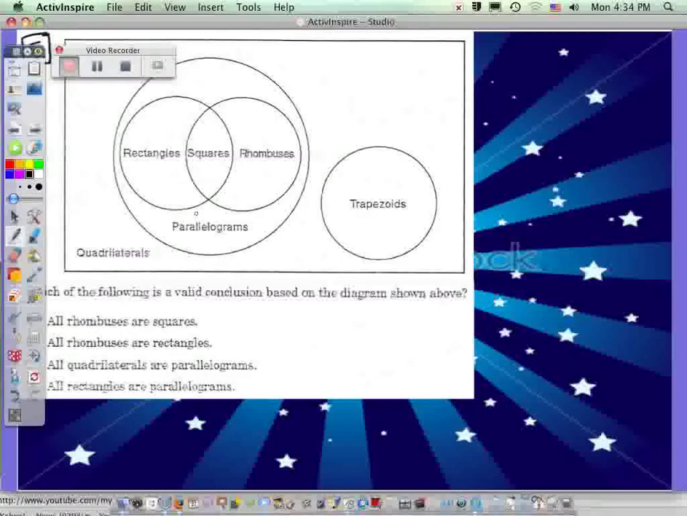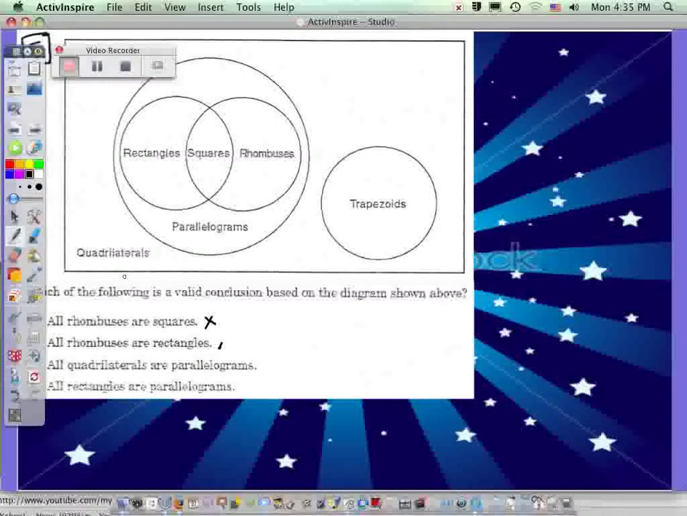All right, here you have to understand how to read Venn diagrams. If you go to A, this is one where you have to read these and determine if it's true or false. Well, all rhombuses are squares. Well, that's not necessarily true because this is all the rhombuses, and only some of them are squares. Wrong. Again, all rhombuses are rectangles. Well, not necessarily true because rhombus is not inside of the rectangle circle.